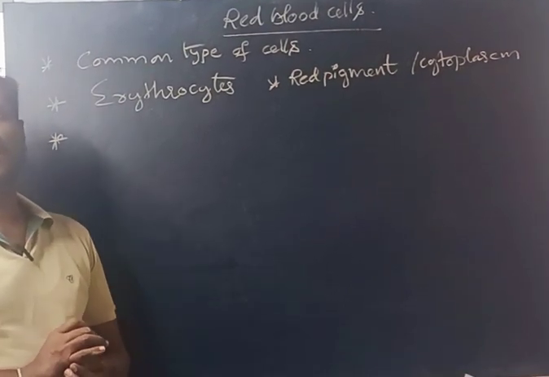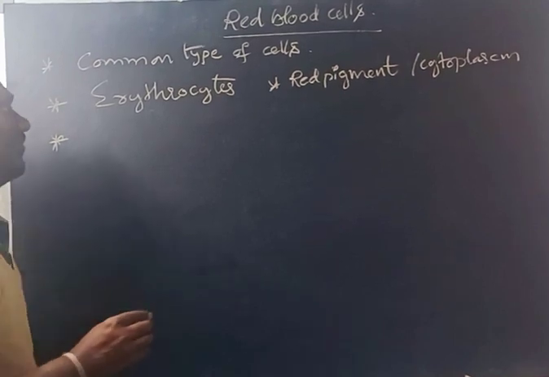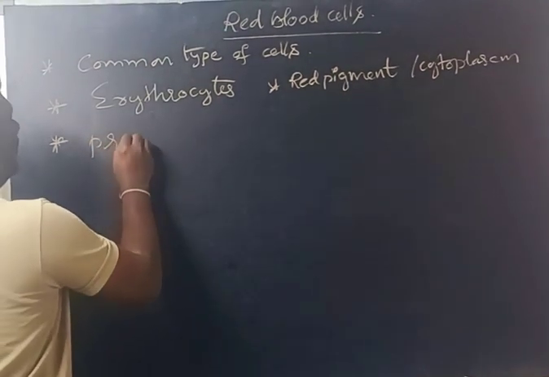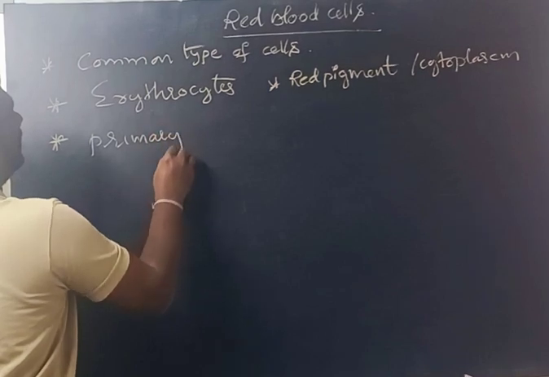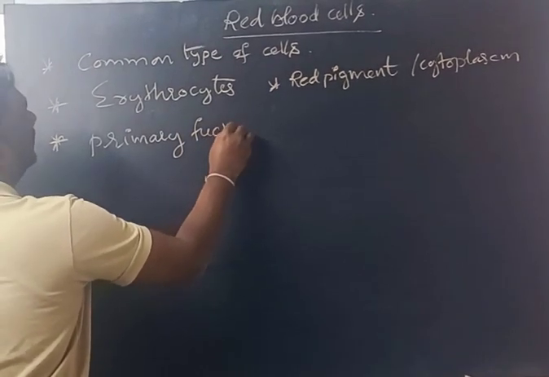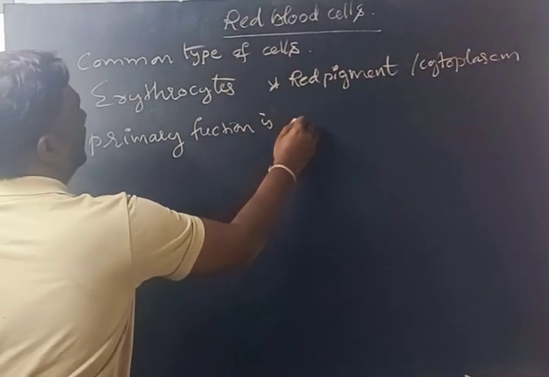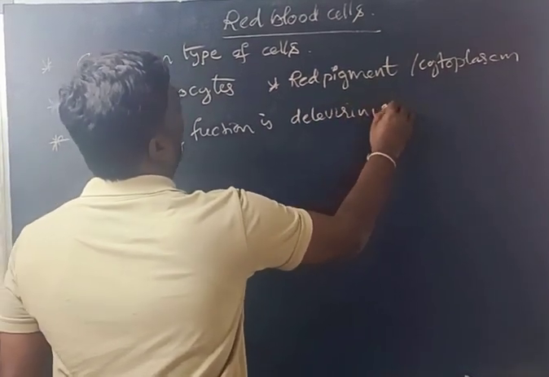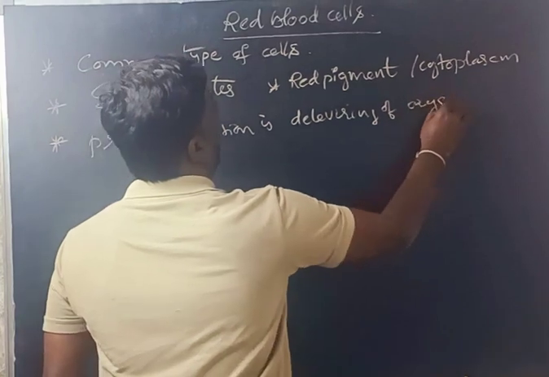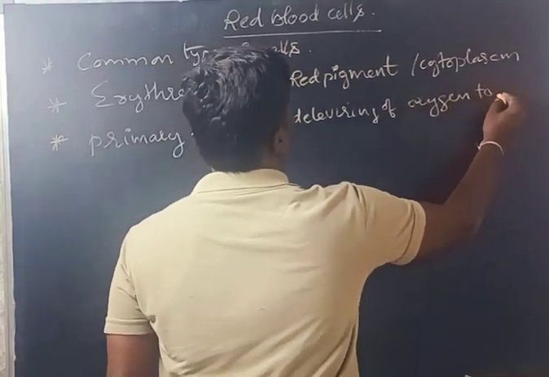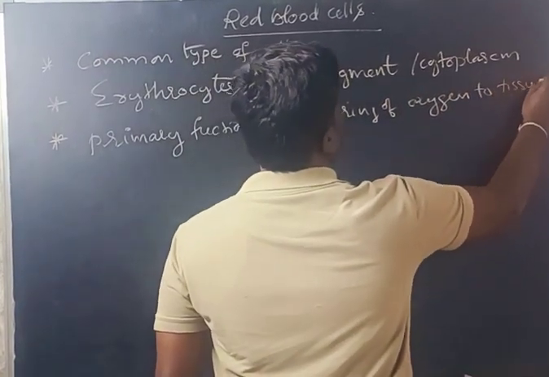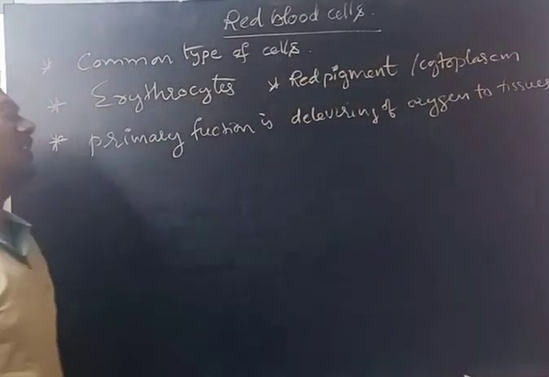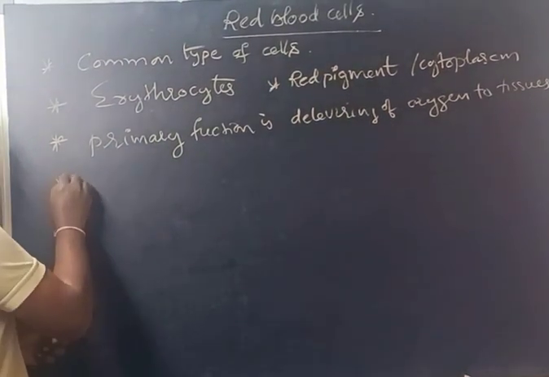The primary function of red blood cells is delivering oxygen to the tissues.